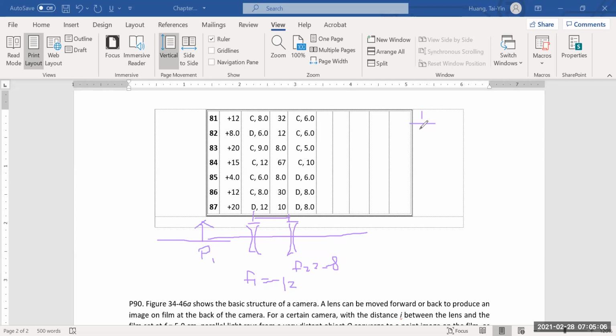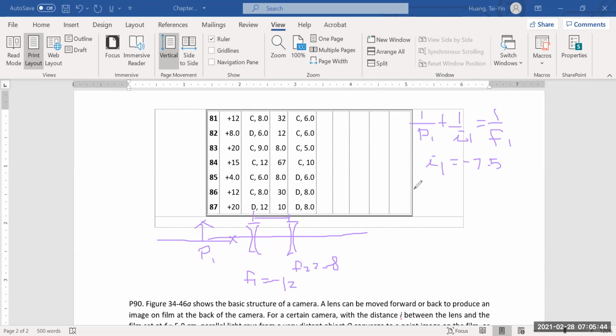So you have 1 over P1 plus 1 over I1 equal to 1 over F1. Your F1 is negative 12, and your P1 is positive 20. Based on these numbers, you should get your I1 equal to negative 7.5. When I is negative, it means that it's a virtual image. A virtual image has to be on the same side where the object is. So it will be located 7.5 in front of the lens. So this is your I1, okay?